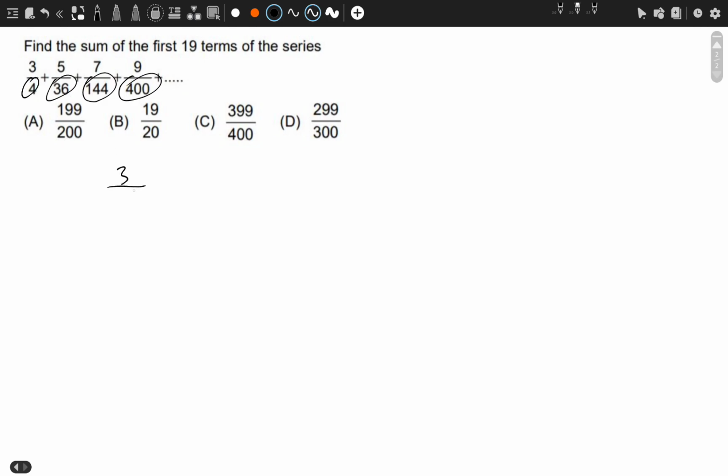So we can write this as 3 by 2 square plus 5 by 6 square plus 7 by 12 square plus 9 by 20 square, and so on. In a series like this, we have to find a pattern so that the terms either cancel out, or we have to find the generalized term. A generalized term in this series is not possible, so we have to work on a structure in which the terms get cancelled out.